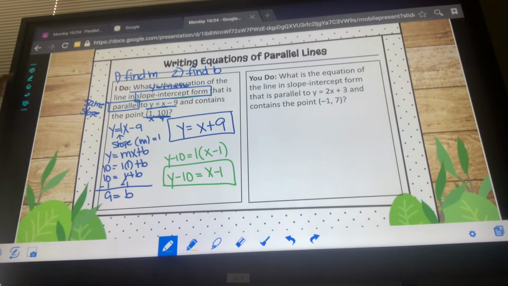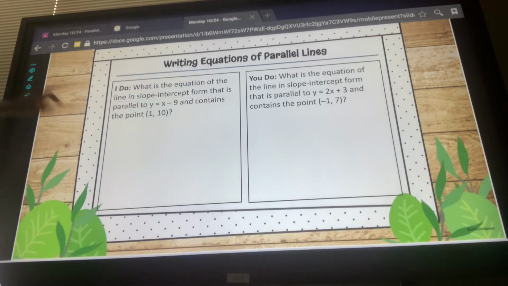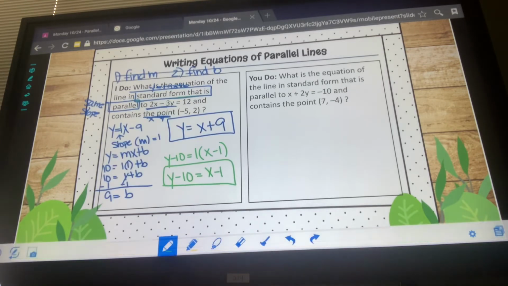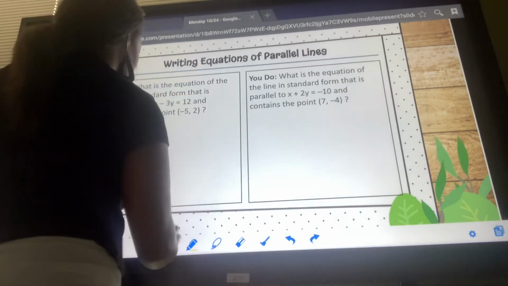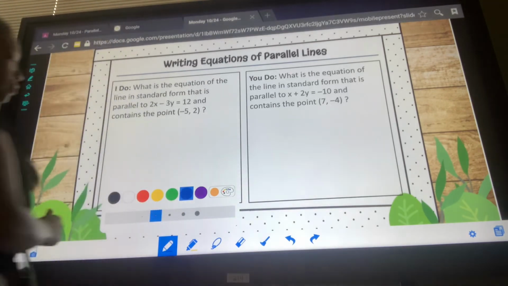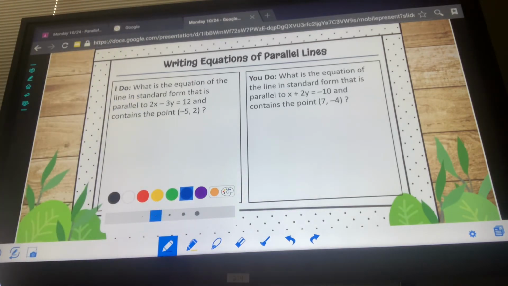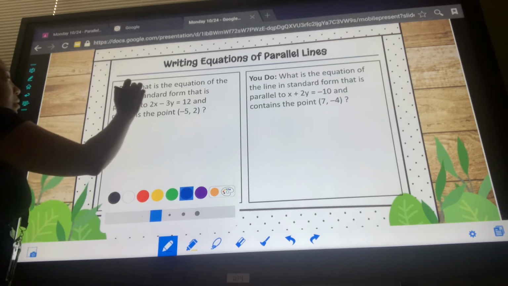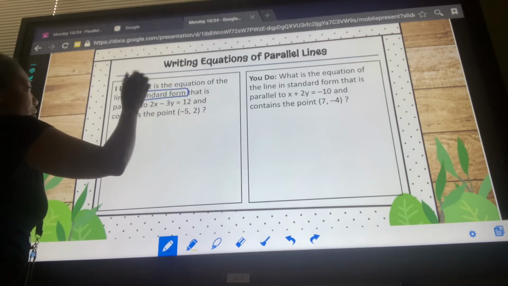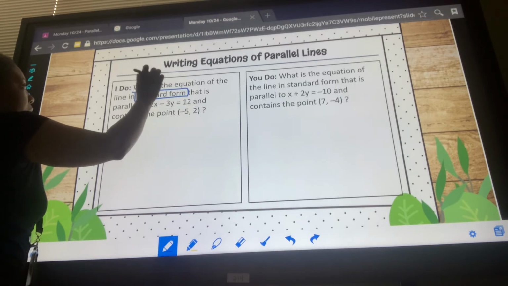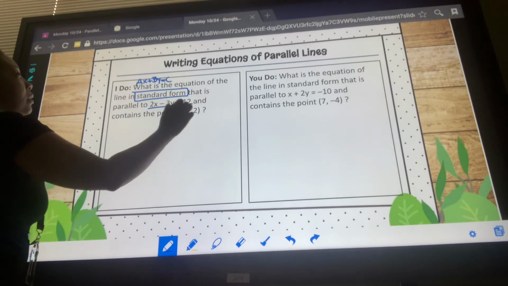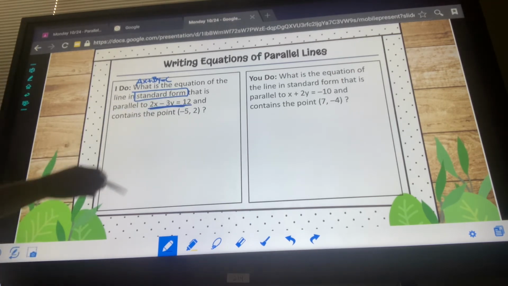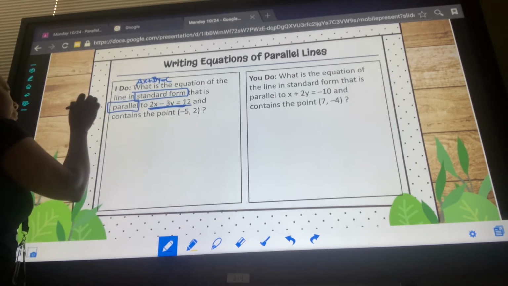Then we have one last example, which is the standard form. Now make sure that you're writing pretty small, because this is the one that takes a little more work. All right, so we want the equation of the line in standard form. Remember, standard form is ax plus by equals c. We already have a standard form of parallel, same slope.